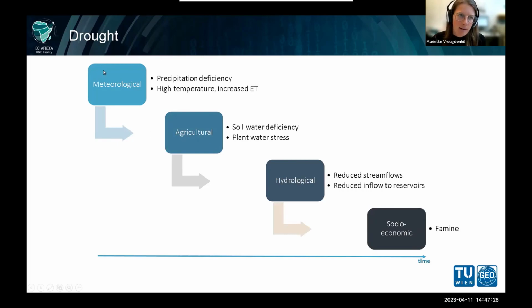We'll be looking here at whether we can follow drought development through the water cycle, from a meteorological drought, so precipitation, to an agricultural drought, where we're going to look at soil water deficiencies and also how this affects plants. So looking at the normalized difference vegetation index, the so-called NDVI, which is based on optical data, which gives us information on plant health.